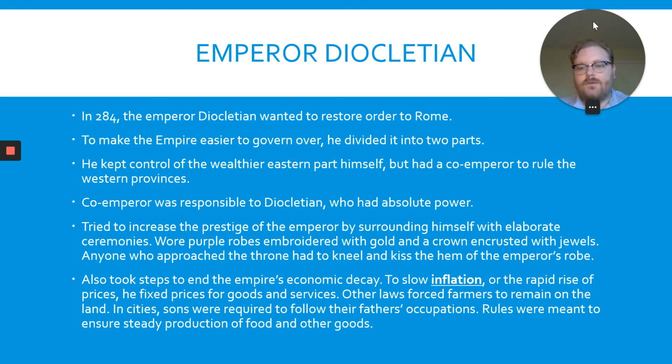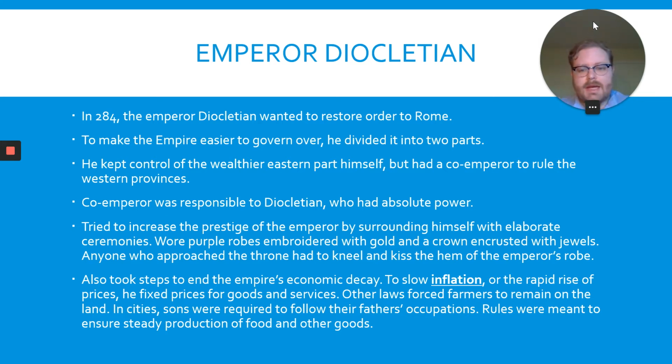There was another emperor over in Rome, while Diocletian was in the eastern half, but that other emperor was not quite as powerful as Diocletian. Diocletian tried to increase the prestige of the emperor, meaning that the title of emperor in Rome had not been thought of quite as highly as it was before because of all the issues that Rome had. So, in order to make the emperor seem like a more powerful title, he surrounded himself with a lot of ceremonies. He wore purple robes with gold and a crown encrusted with jewels. Anyone who approached the throne had to kneel and kiss the hem of the emperor's robe. He wanted to make himself seem as powerful as possible in order to make the position of emperor seem just as important as it was in the past.